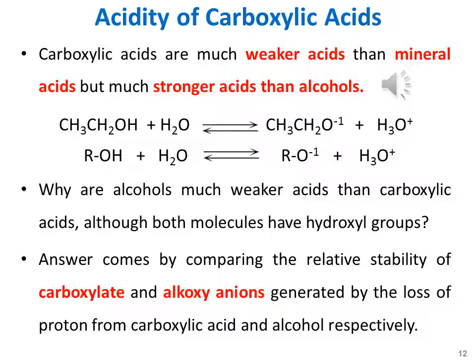Whereas in the alkoxide group, the negative charge is localized, and hence the alkoxide group is less stable than the carboxylate functional group, and that's why the carboxylic acids can lose a proton, since their resulting anion is more stable than the alkoxide anion of the alcohol. That's why these alcohols don't lose the proton. However, under very harsh conditions, alcohols also behave like acids. But their acidity is much less than the carboxylic acids, which are in turn much less acidic than the mineral acids. So this order you have to remember.